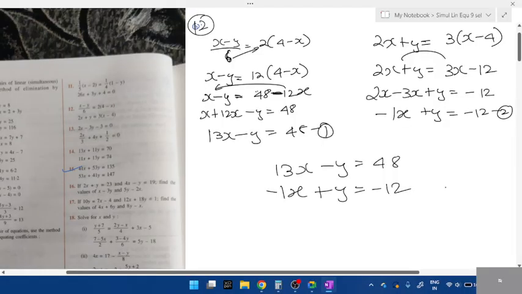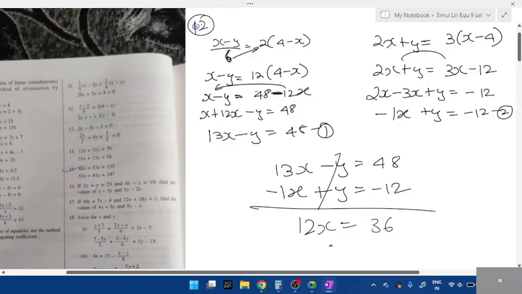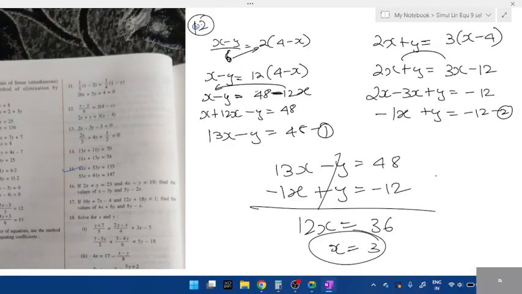Which one shall we eliminate? We don't need to change anything, right? Don't need to cross multiply. It is already changed. What is 13 minus 1? Completed, find y. 36 divided by 12 is 3, right?